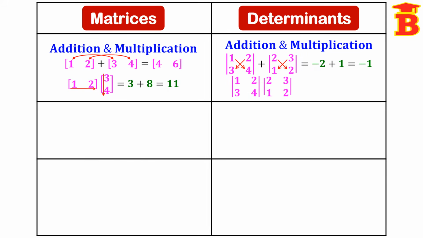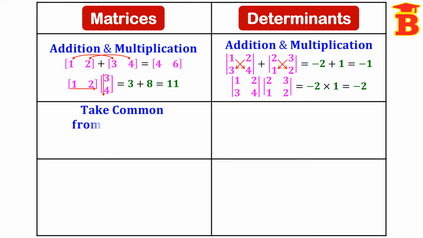Similarly, if you want to multiply these two determinants, just find the value and then multiply. The value of the first determinant is minus 2 into the value of this second determinant is 1. Now we can multiply this. Minus 2 into 1 is minus 2.